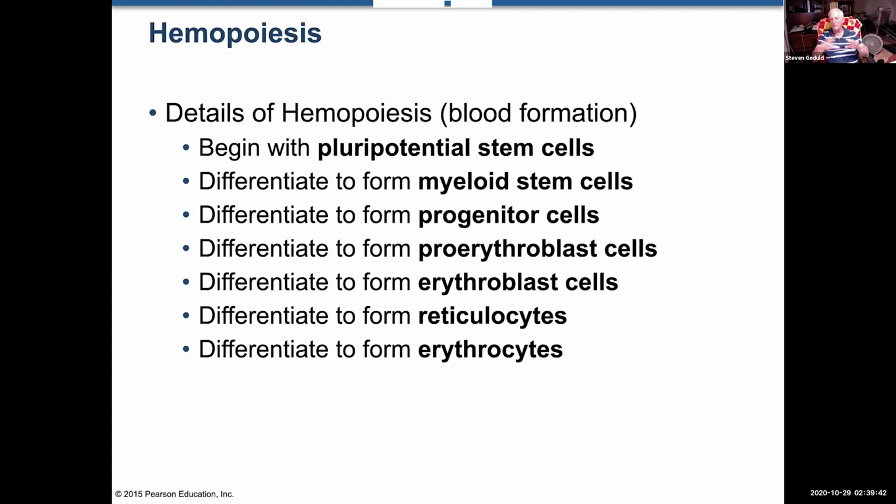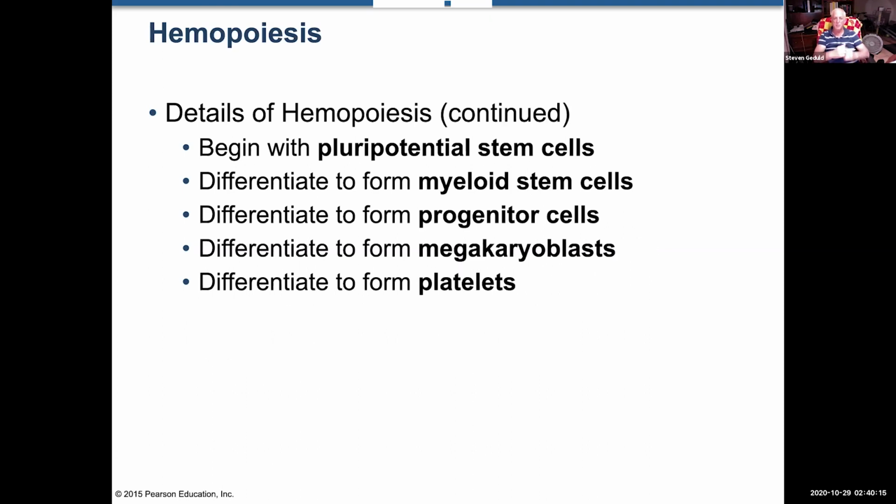There's going to be like 5 or 6 of these. I'm not going to test you on this. There are just different pathways your cells are going to form. But you do need to know that the pluripotential stem cells form either myeloid stem cells for blood or lymphoid stem cells for lymphocytes. Okay, and it goes through different pathways. So the pluripotential stem cells go to the myeloid stem cells. Then in one pathway, they can go to a progenitor cell. They can go to a proerythroblast, reticulocyte, and an erythrocyte.